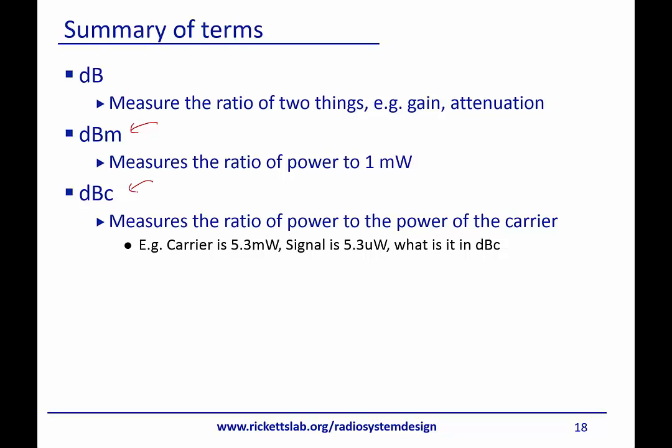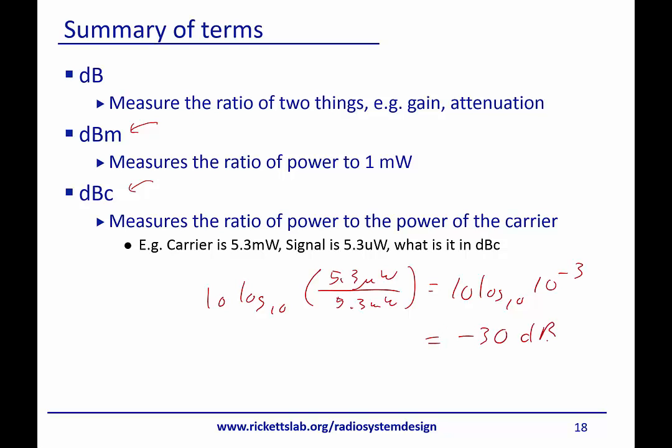And so the example is, if the carrier is 5.3 milliwatts and the signal is 5.3 microwatts, what is the dBc of the signal? And it's simple. We're just going to take 10 log base 10 of 5.3 microwatts divided by 5.3 milliwatts. And this is just 10 log 10 of 10 to the minus 3, and this equals minus 30 dBc. So you can see we can take this and reference it to anything we want. There's nothing magic about dBm, it's just we're talking about power.